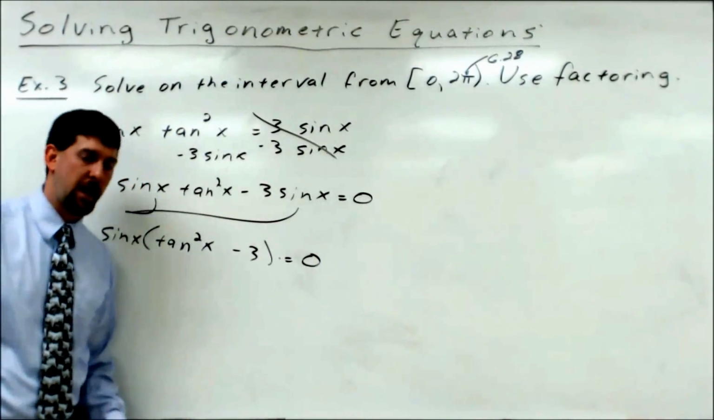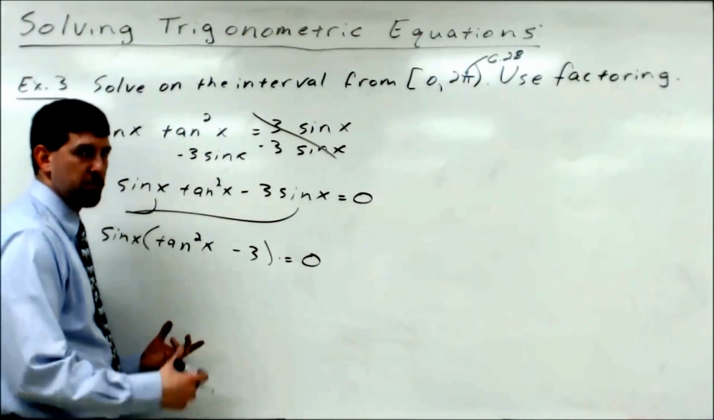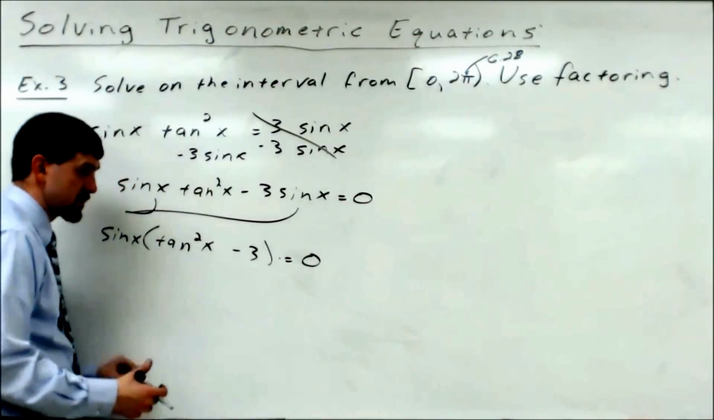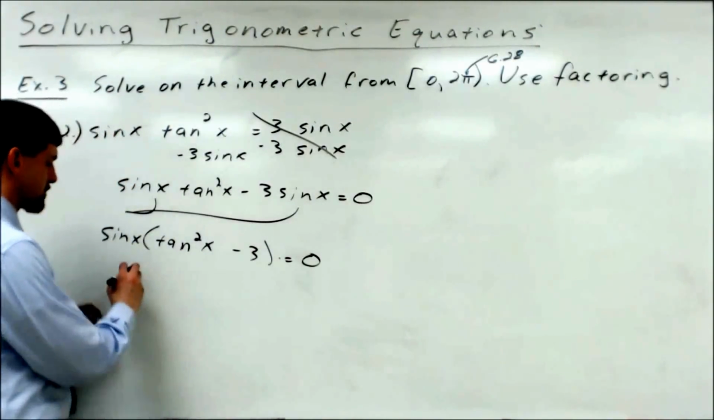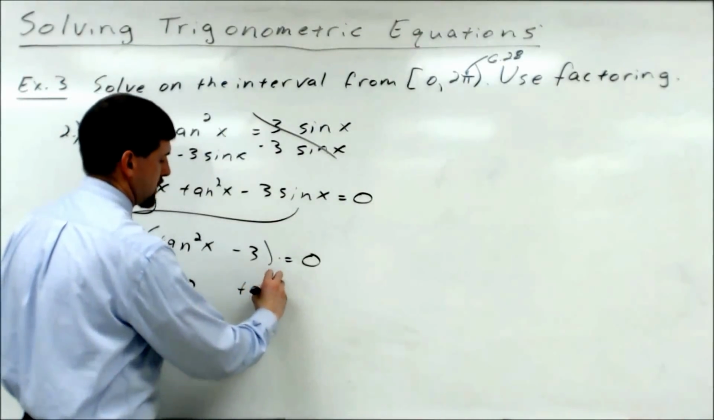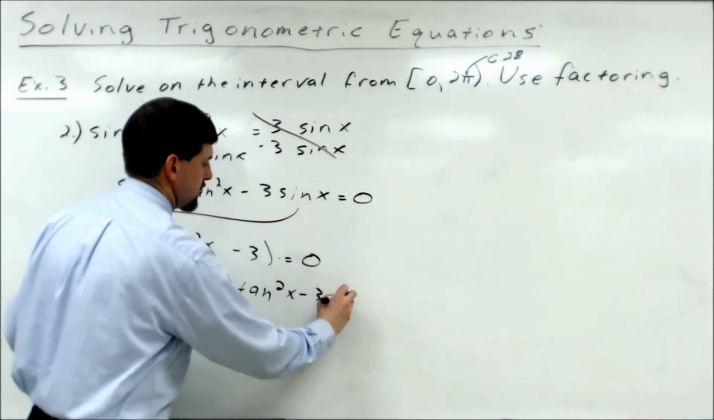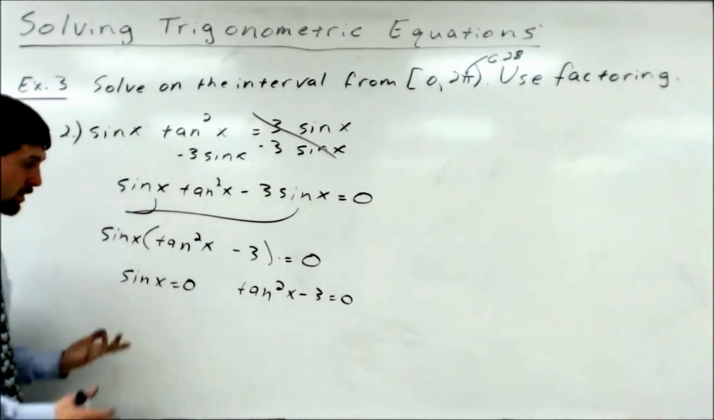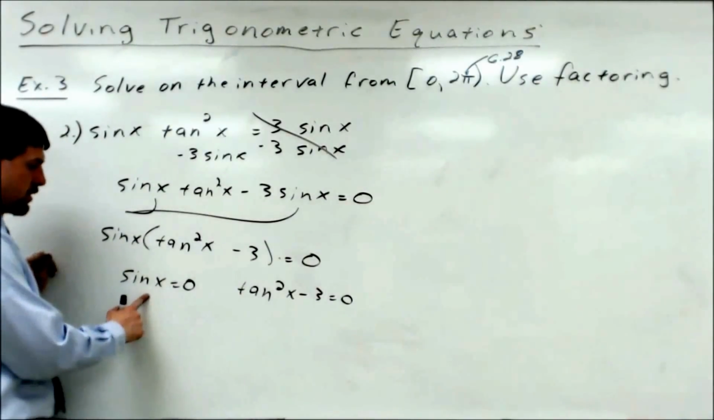So now I've got a factored expression, and I can use my zero product property that allows me to set each factor equal to 0. So tangent squared of x minus 3 equals 0, and sine x equals 0. Let me just solve each one separately.